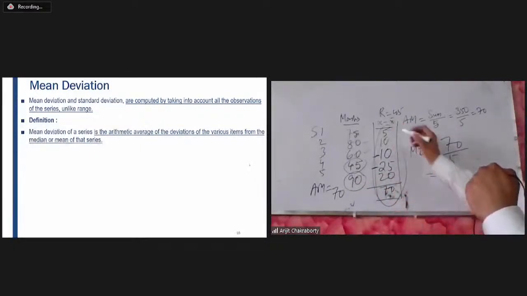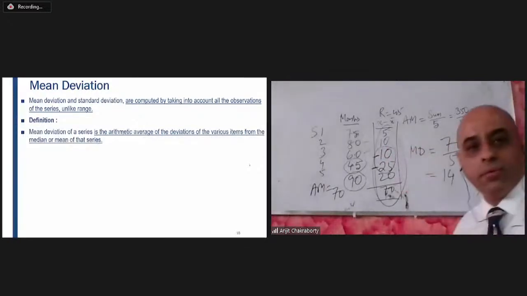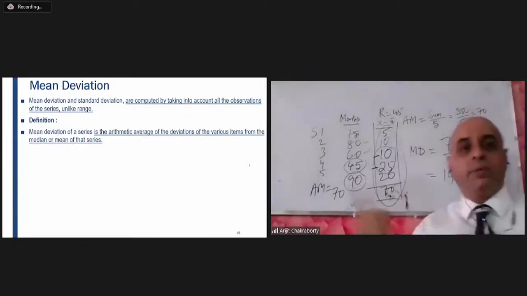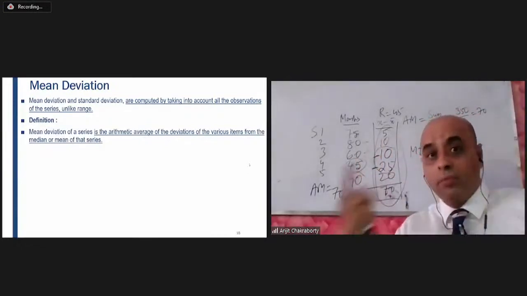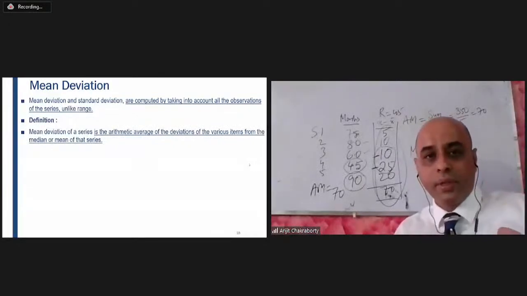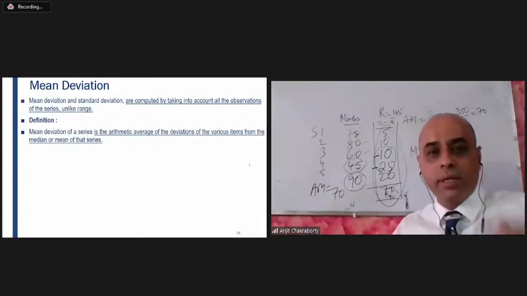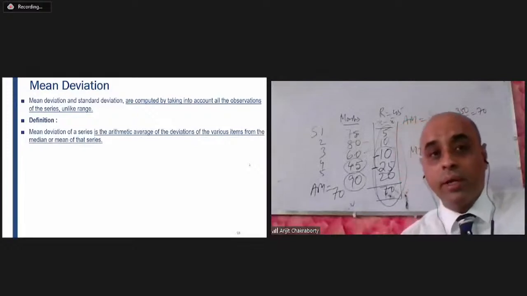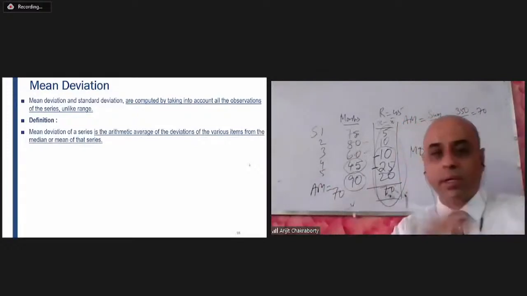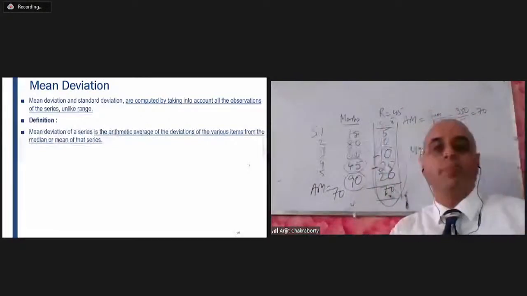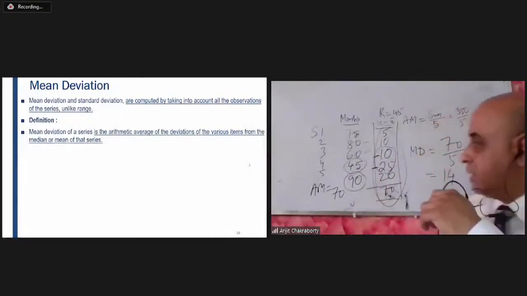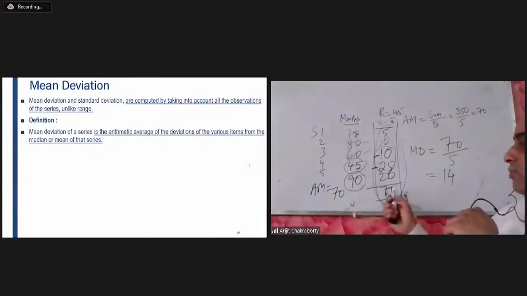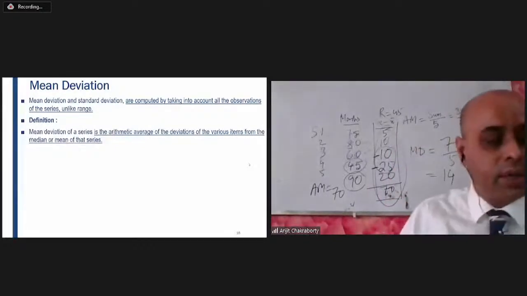Now, if you find out what happens, 5 and 10 is 15. 15 and 20 is 35. But then 35 and minus 35 gives you 0. So if you consider the plus sign, minus sign, you will always get 0. That is the property of the mean. If you consider the signs, the total deviation will always be equal to 0. But we want to find out the absolute measure. Absolute means without considering minus sign or plus sign. We will take the positive deviation and ignore the negative sign. So here, if you ignore it, then we get 70, and therefore the mean deviation comes to 14.